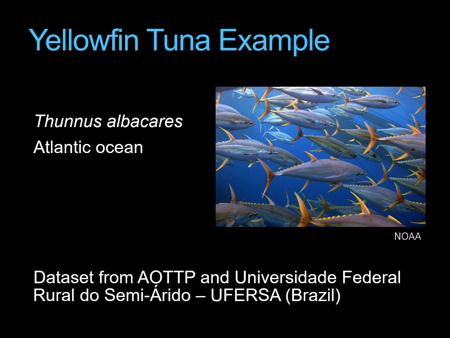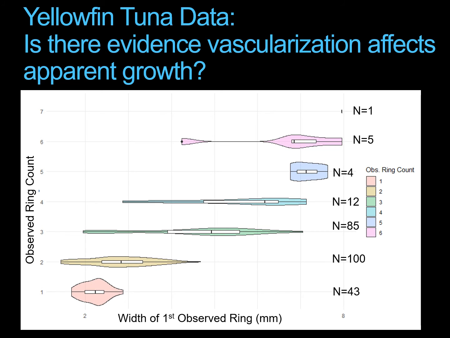Now switching to our real data example using yellowfin tuna spines. This data set was provided by AOTTP and UFRSA from Guelson da Silva. So our first question is: is there evidence that vascularization is affecting the apparent growth in yellowfin tuna?